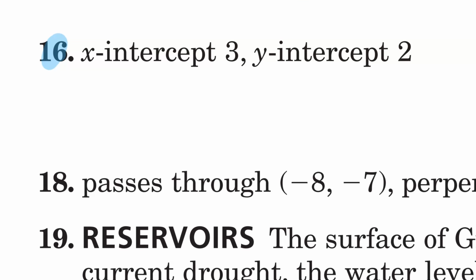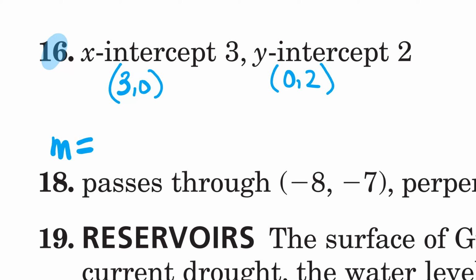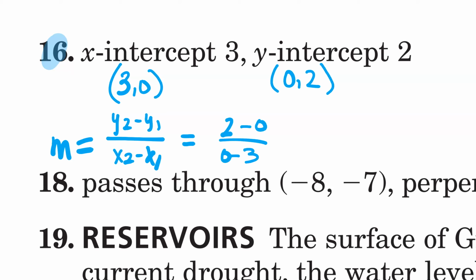Yeah, so we know the x-intercept has a y value of 0. So this is a point 3, 0. And we have a point 0, 2. Since I have 2 points, I can find the slope. The slope is y2 minus y1 over x2 minus x1. So that's 2 minus 0 over 0 minus 3.